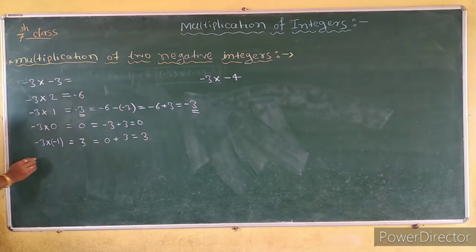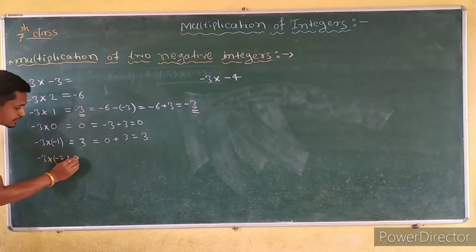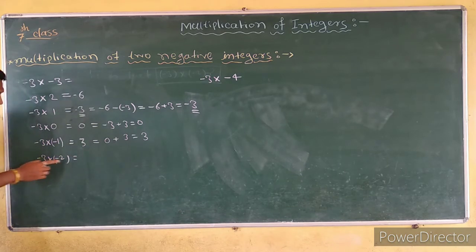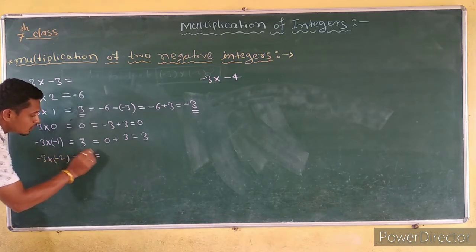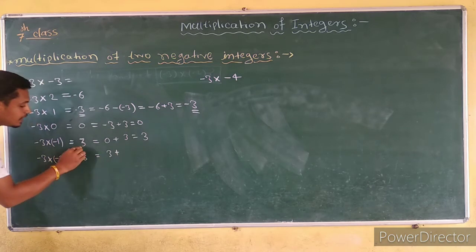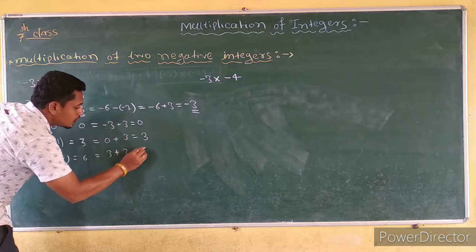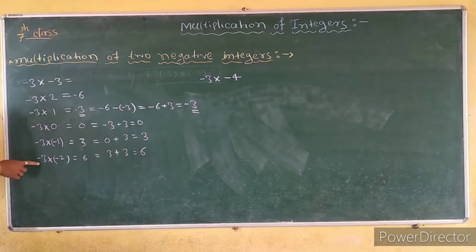Is it right? Next here, minus 3 into minus 2. Okay. Is equal to 3 twos are 6, is equal to 3 plus 3 is equal to 6. Then the product of minus 3 and minus 2 is 6.